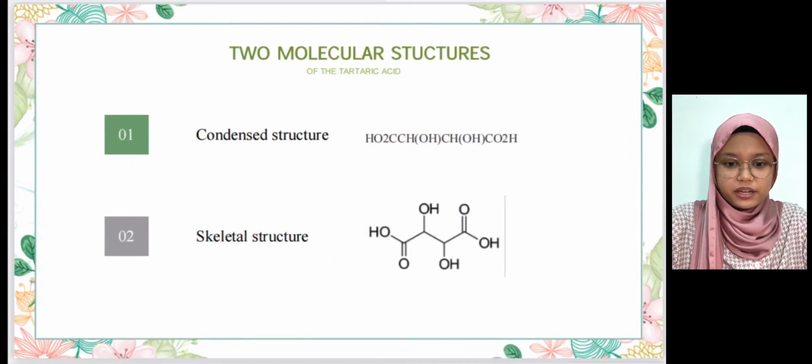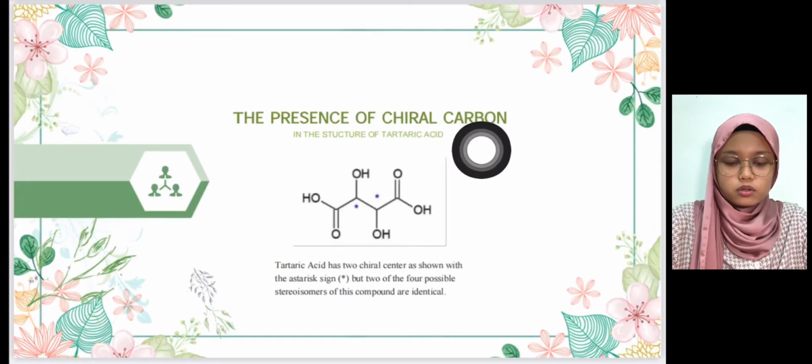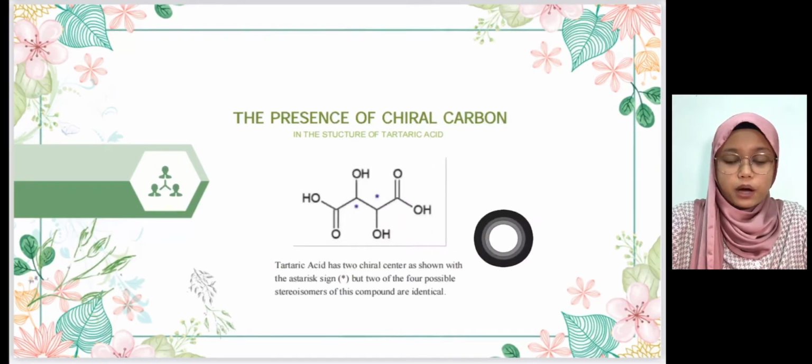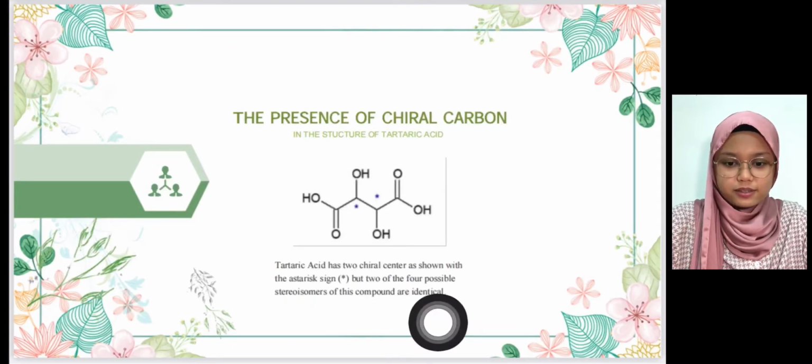So for the next part, the presence of the chiral carbon in the structure. I'm going to explain what a chiral carbon is. A chiral carbon, also known as a chiral center, is a carbon atom that is attached to 4 different atoms or groups of atoms. Sometimes it is also called an asymmetrical carbon. As you can see here, tartaric acid has 2 chiral carbons, or chiral centers, as shown with the asterisk sign, but 2 of the 4 possible stereoisomers of this compound are identical.